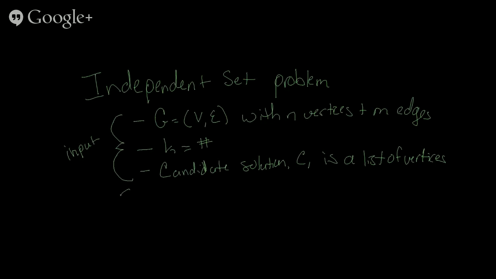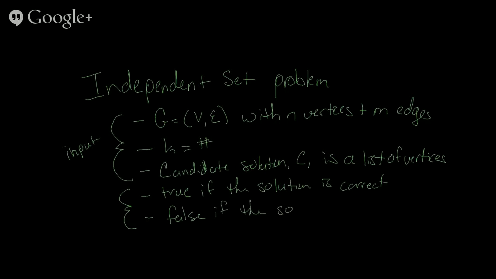And our output is going to be true if the solution is correct, and false if the solution is not correct. And that's going to be the case for all of these machines that you write. So this is your output. And now we need to decide, how can we check this candidate solution C to make sure that it is a solution to the independent set problem given G and K.